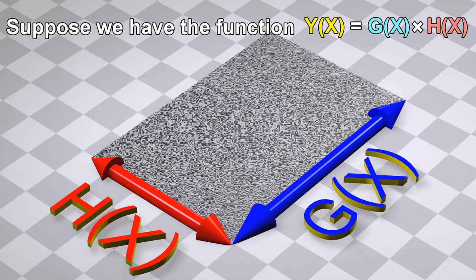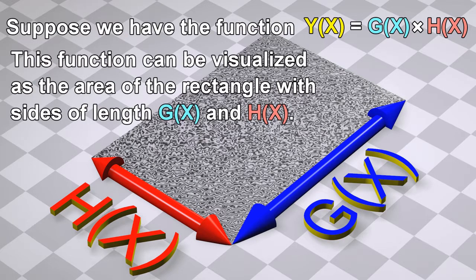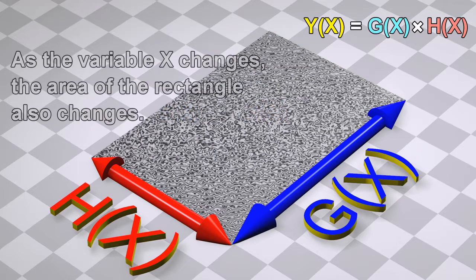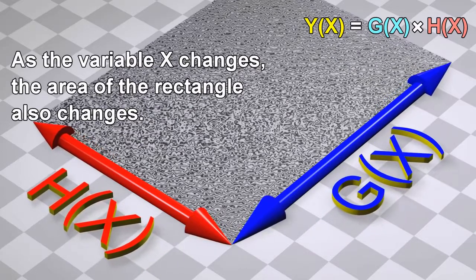Suppose we have the function y equals g multiplied by h. This function can be visualized as the area of the rectangle with sides of length g and h. As the variable x changes, the area of the rectangle also changes.